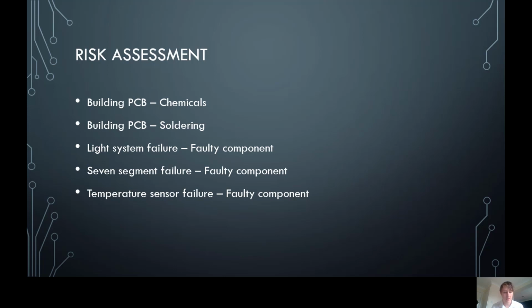The risk of making a system such as this comes from the manufacture and maintenance of the system, as when making a PCB, harmful chemicals are used to create a PCB board, the same as with soldering. If after implementation of the system any of the components fail, it could lead to loss of product in the warehouse.